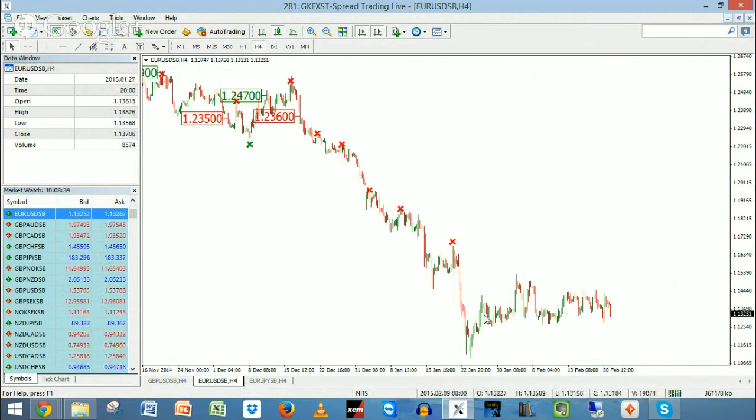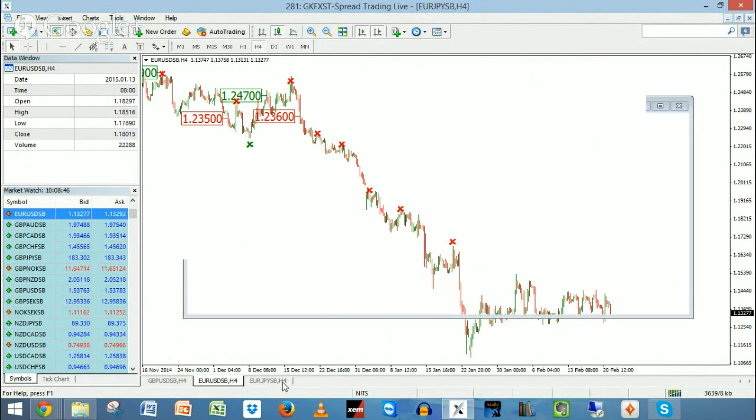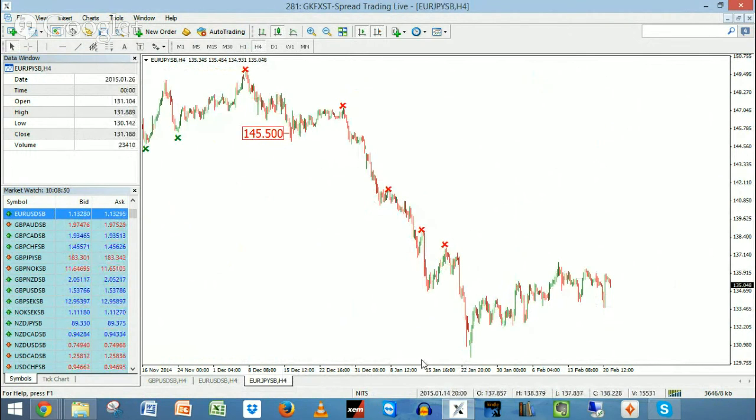EURUSD, as noticed on the Three Little Pigs, sideways market here on the 4-hour charts. So still just waiting, want to see this low broken or this high get taken out and we'll take a long position. EURJPY, very similar, and we need this low to get broken, move the stop down a little, or we'll get taken into a long trade here. And that's it for this week.